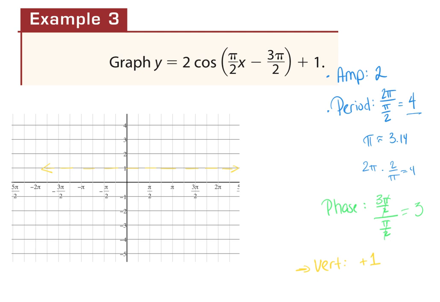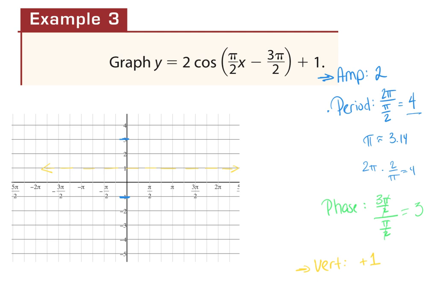The next thing I do is I look at my amplitude and say, how far away from that line am I going to go up and down? 2. I'm going to go 2. So what is 2 up from 1? 3. Yeah, and what is 2 down from 1? Negative 1, right? So those lines tell me my highest and lowest values, okay?